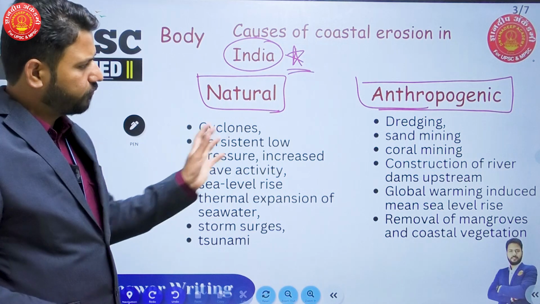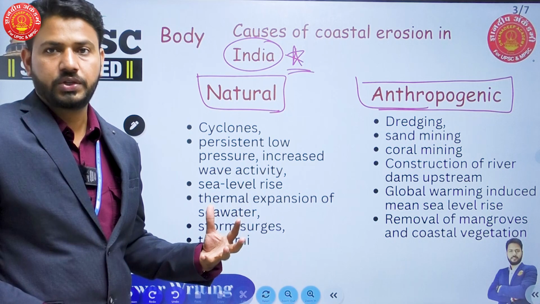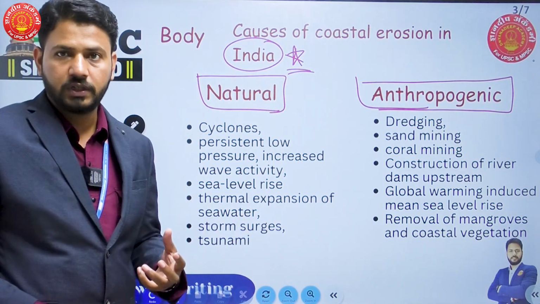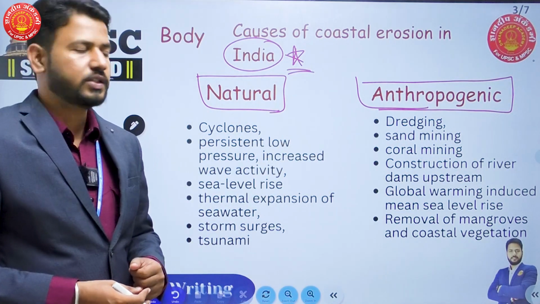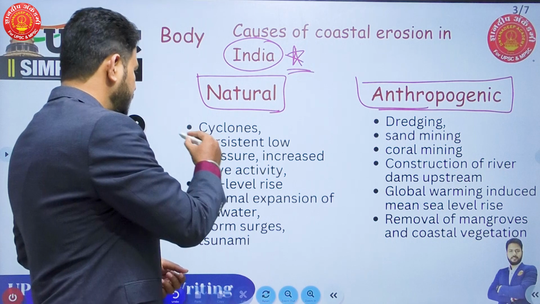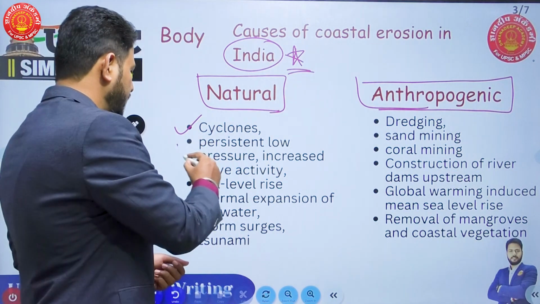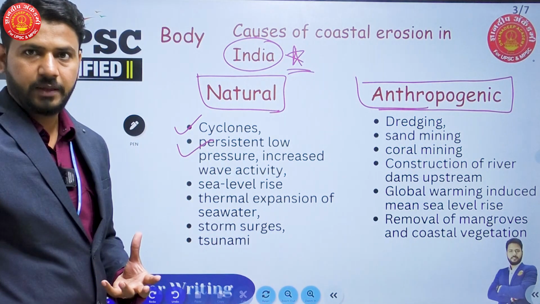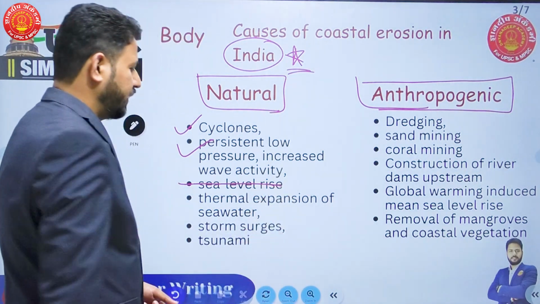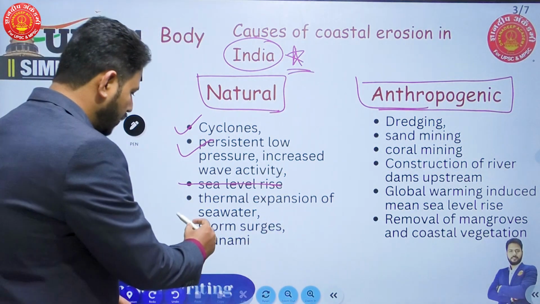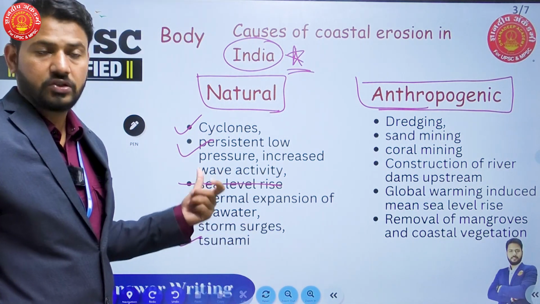I've given a lot of points here. You can always prioritize depending on the word limit of the question. Here we are supposed to write 250 words for 15 marks. So I think 4 points of each of these will be sufficient in this question. So you have cyclones, which is a very common reason in India for coastal erosion. Then you have persistent low pressure areas or increased wave activity because of the low pressure. Then you have sea level rise. This you can put at the last. Then you have storm surges and tsunami. I think these are the 4 important points that you should prioritize in natural causes.